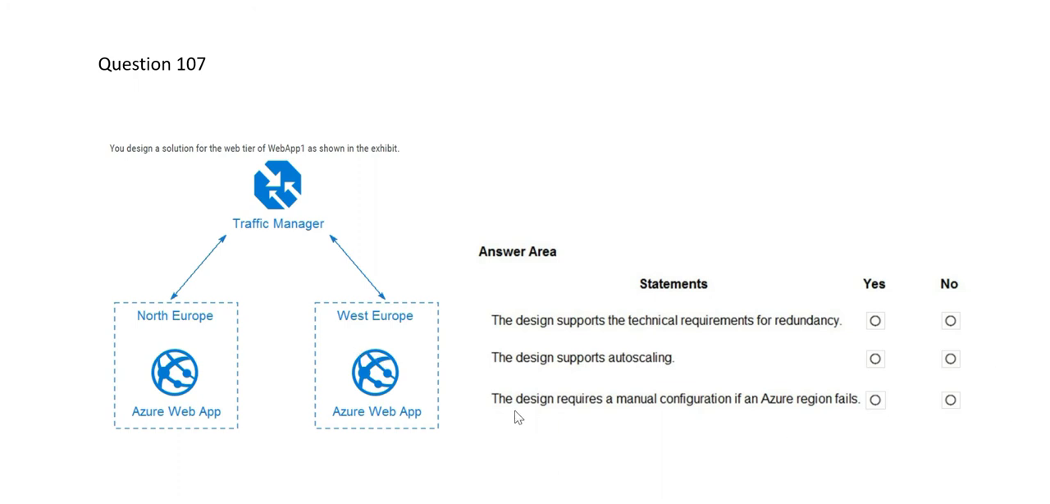And the third one says the design requires a manual configuration if an Azure region fails. So for example, if North Europe fails, there will not be manual configuration changes needed in the application to point it to West Europe. This Traffic Manager will automatically take care. The Traffic Manager will register that the North Europe region has failed, and that's why it will route all requests to West Europe. So this answer is also no. So these are my final answers.